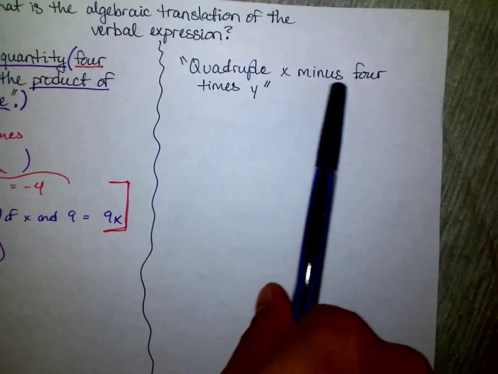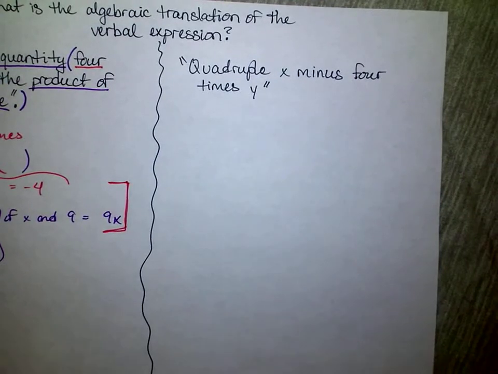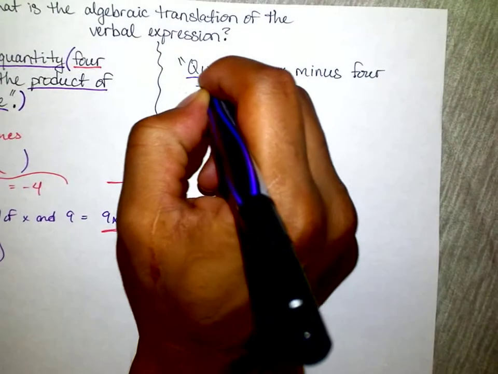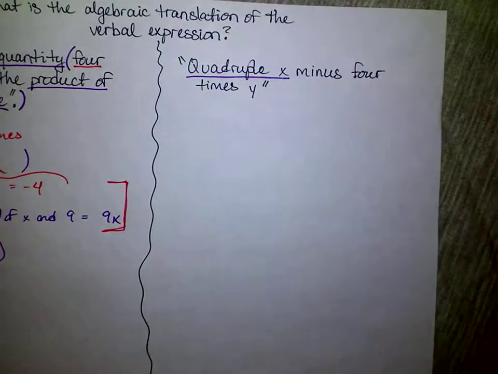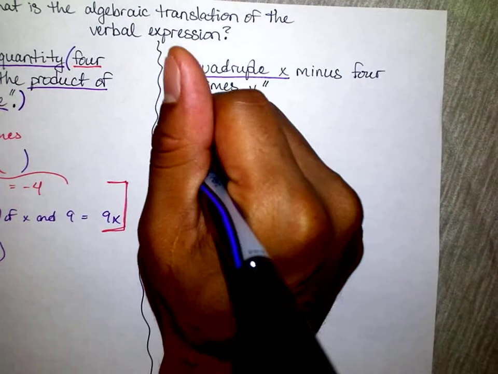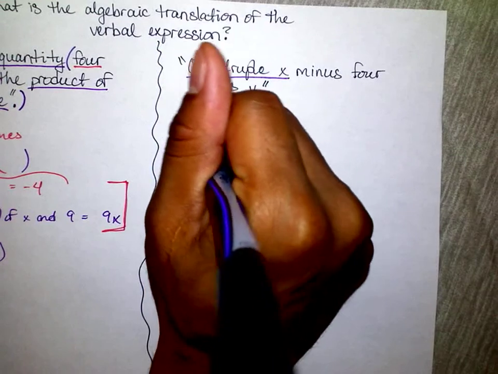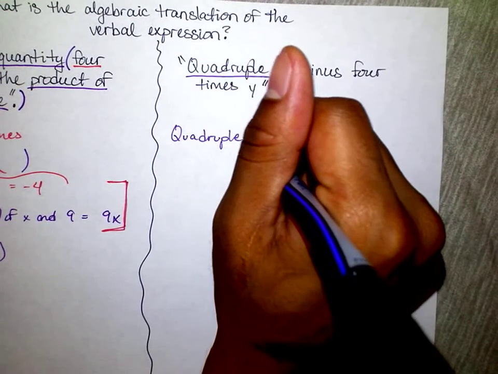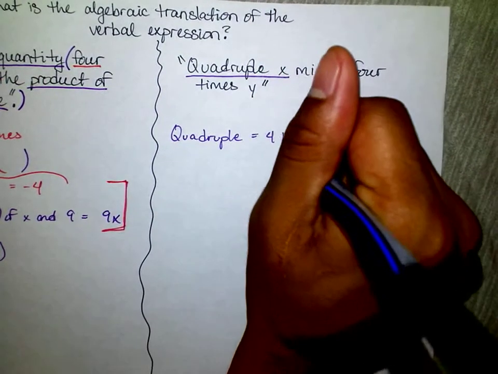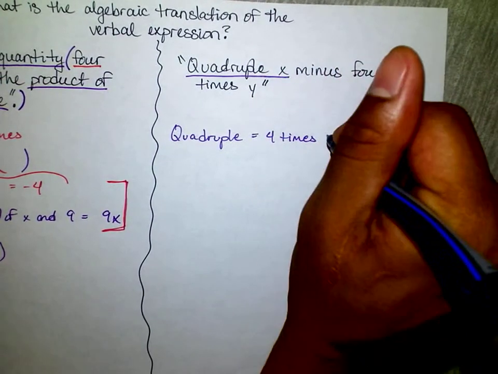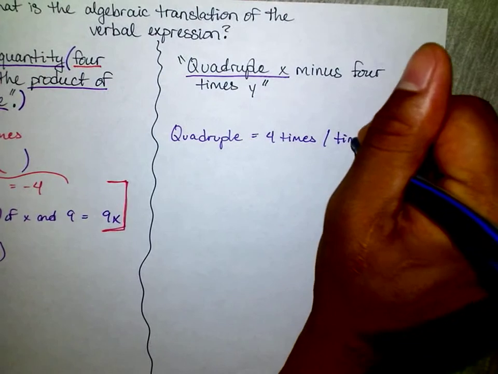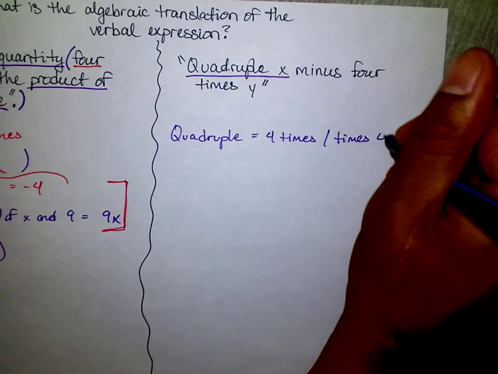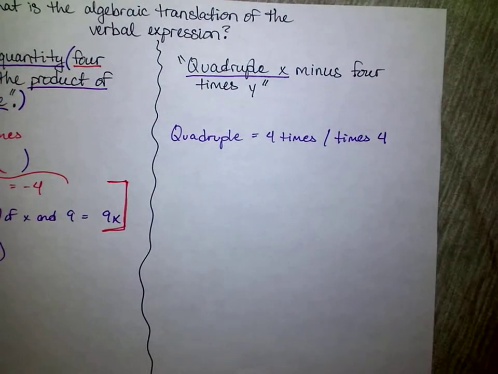Quadruple x minus 4 times y. Alright, first, quadruple x. Quadruple means 4 times. Times 4. So 4 times x. Okay, whatever you want.